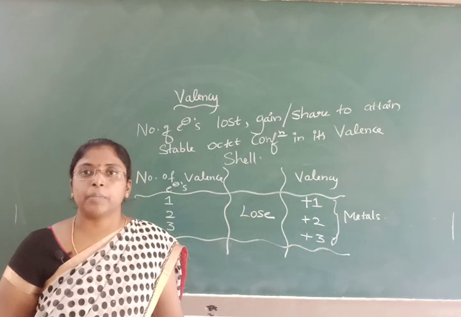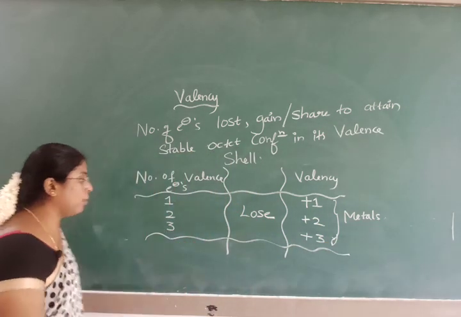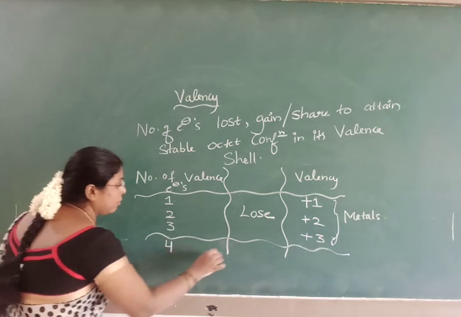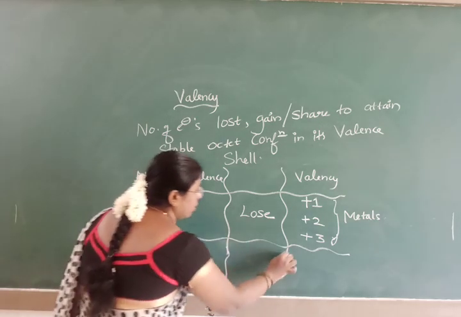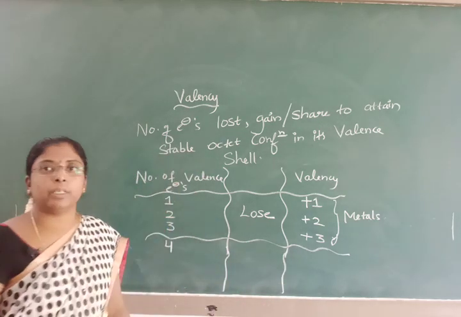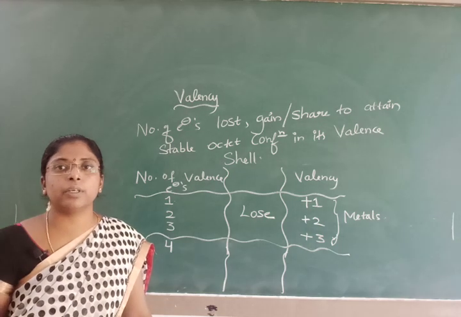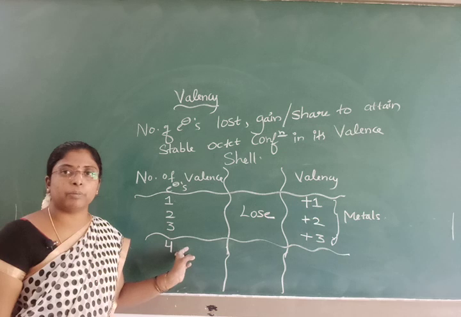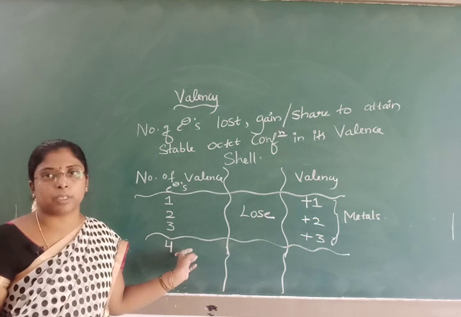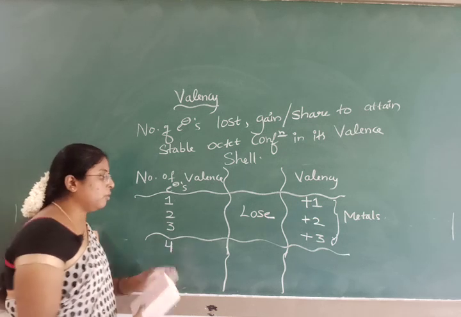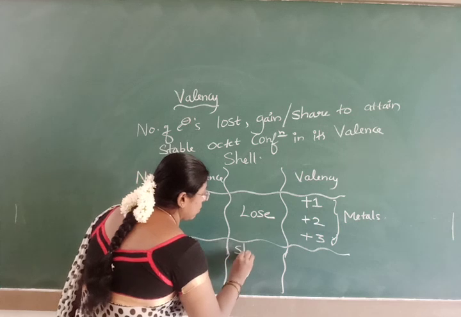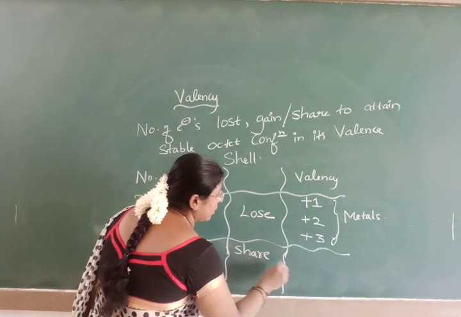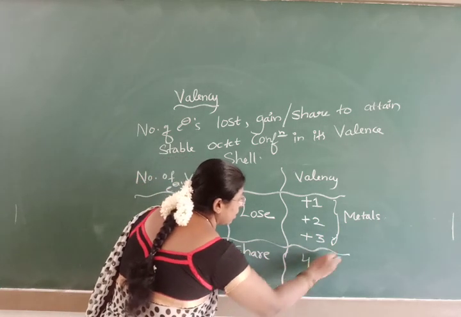The elements which readily lose electrons are metals. Then if I take 4, here 4 electrons are present. What happens here? To attain a stable octet, it still requires 4. Yes or not? 4 is still there. If it gets 4, it will form an octet. When it has 4, it will neither lose nor gain, it will share the electrons. Here it is written as 4.